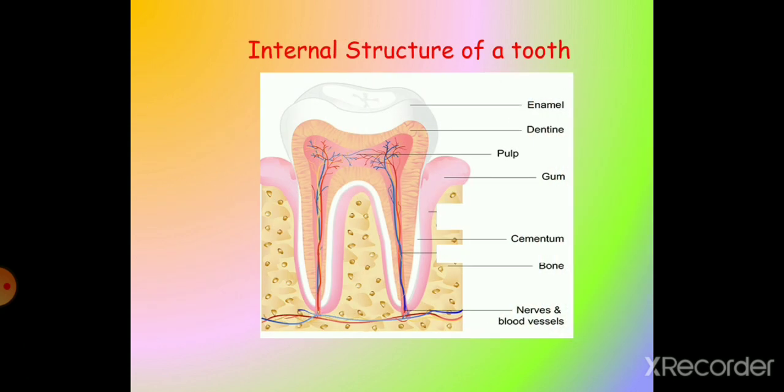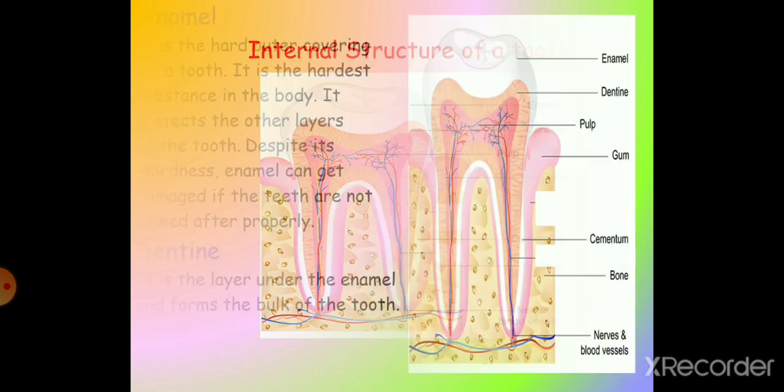Next is the internal structure of a tooth. It is basically the internal parts of a tooth. As you can see, the internal structure of a tooth includes enamel, dentin, pulp, gums, cementum, bone and the nerves and blood vessels. So now let's learn about each one of them.